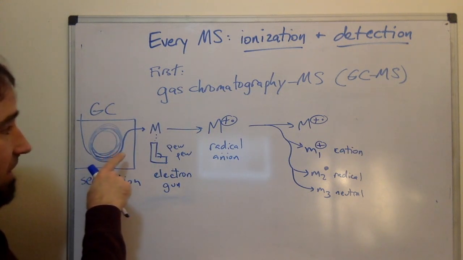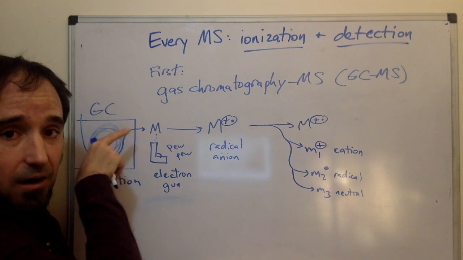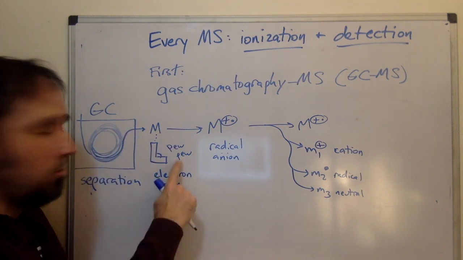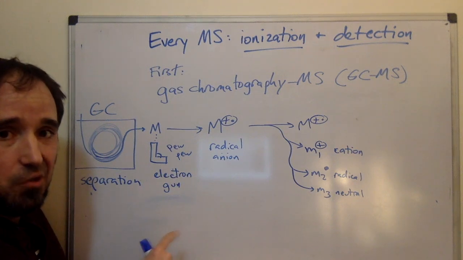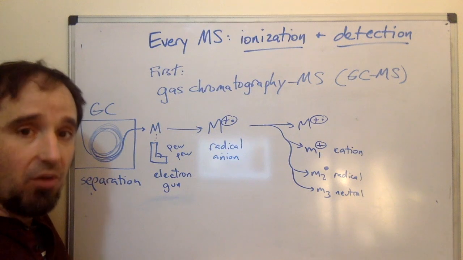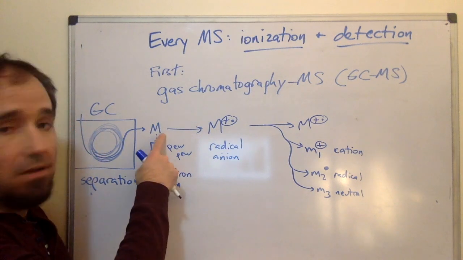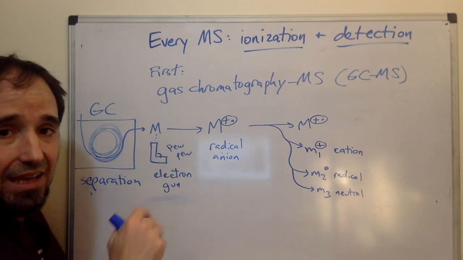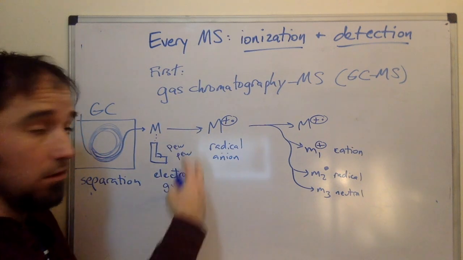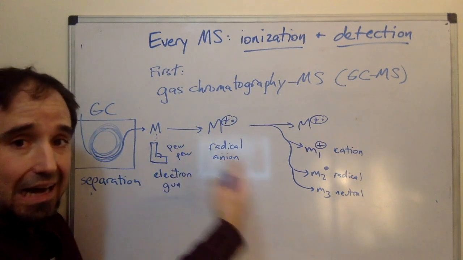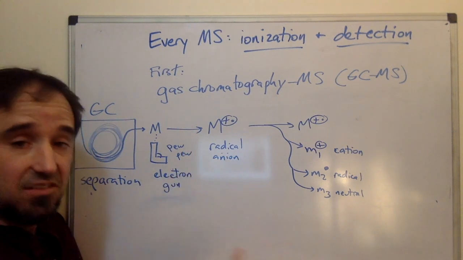When it comes out of this, it goes under a pretty hard vacuum, and then it gets hit with this electron gun. Pew pew. What does that electron gun do? The electron gun is going to knock out an electron from our molecule. So we go from this molecule M to this radical cation. Again, it's a radical because it has a lone electron. I didn't lose 2 electrons, I only lost 1. So this is an odd electron species, and it's charged.